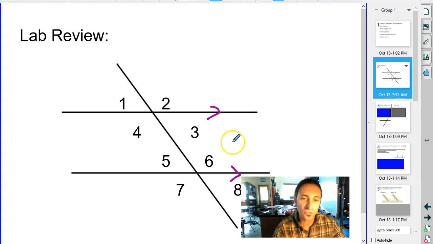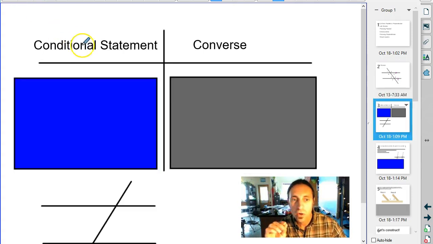The moment you say that these lines are parallel, then you know right off the bat that 1 and 5 are corresponding angles and they're congruent, right? 2 and 8 are alternate exterior angles, so they're congruent, right? You have all these properties that take place. And that's just wonderful. Well, what does that mean?